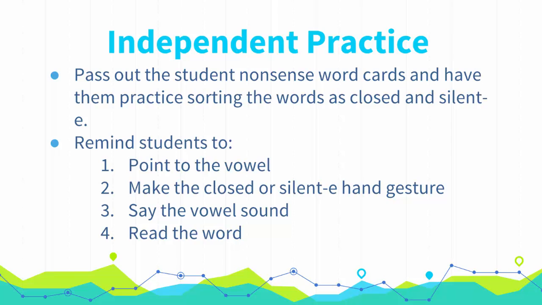The last part of the lesson is the independent practice. This part of the lesson will allow students to practice the skill independently. Pass out the student nonsense word cards. Students will practice sorting the words as either closed or silent E. Remind students to go through the following steps.